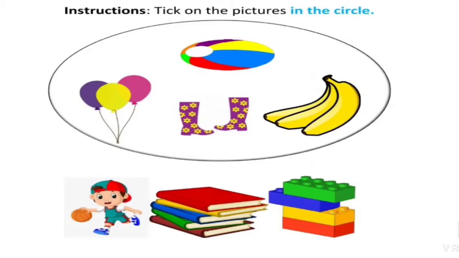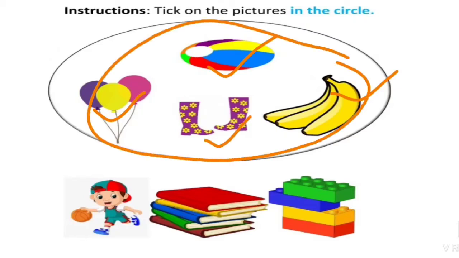Tick the pictures in the circle. Which pictures are there in the circle? You have to tick them out. Balloon. The balloons are in the circle. There is a ball in the circle. There are bananas in the circle. And these shoes are in the circle.